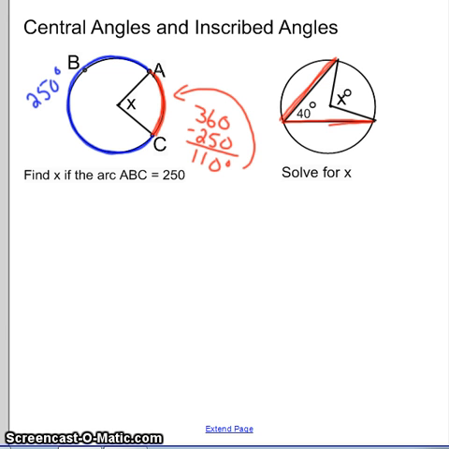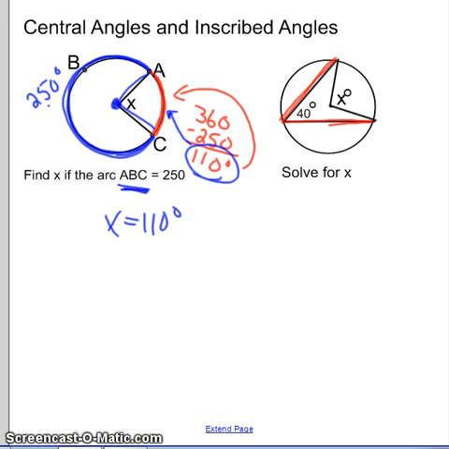Okay, to work these out, the first thing we have to do on the problem to the left here, it says find x if the arc ABC is 250, so A goes through B to get to C. So we've got 250 degrees out here in blue. Well, we know that there's 360 degrees in a circle, so when we do 360 minus 250, we get 110 degrees, and 110 degrees is going to be this red arc measure right here. And if we have 110 degrees and we have a central angle that matches to it, then we know that x is also going to be 110 degrees.